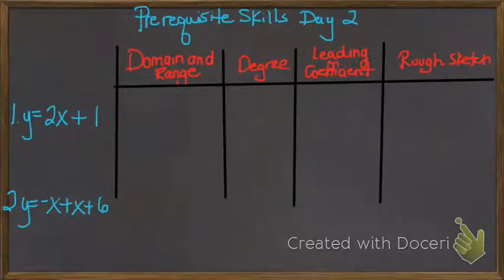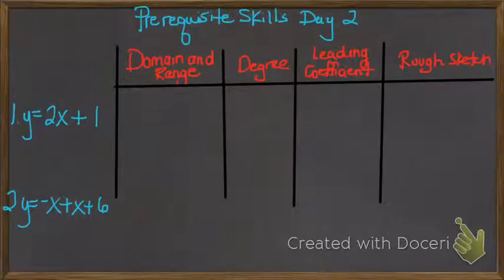So welcome to day 2 of reviewing prerequisite skills for our unit on polynomial functions. The sheet that you've just printed off has a chart on it that asks you to fill in 4 pieces of information for different linear and quadratic functions. So I'm going to do the first 2 examples and then you're going to attempt to fill in the rest of the chart. The first function you see is y equals 2x plus 1.